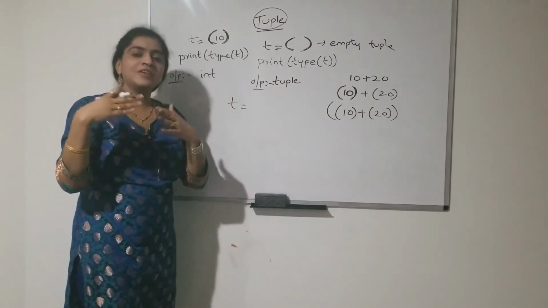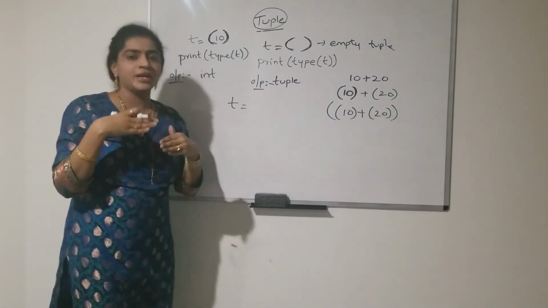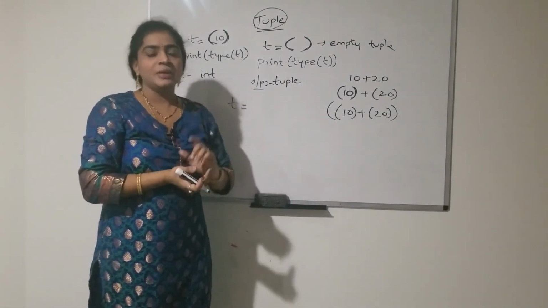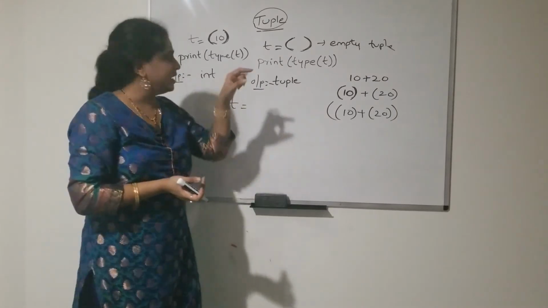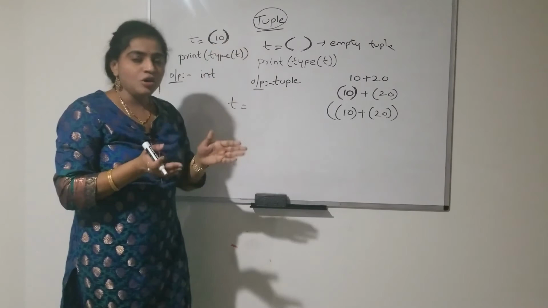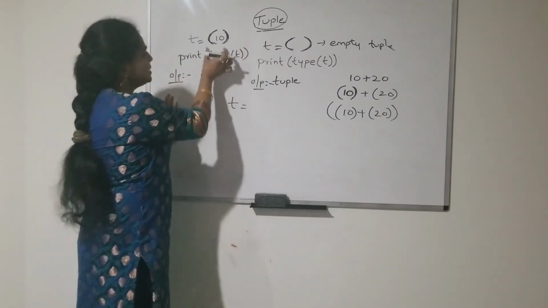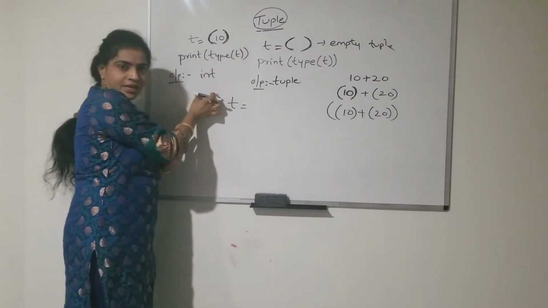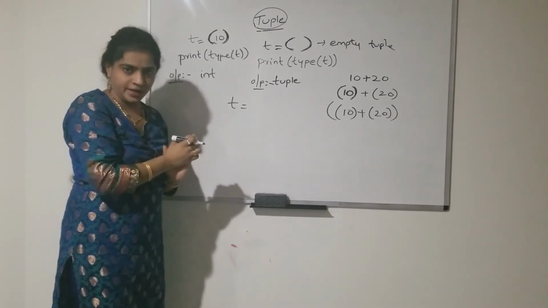If you have more than one element, then the Python virtual machine can understand that it is a tuple data type, but only for a single element like this. Here, see, it consists of only a single element. So if you give this notation, then the Python virtual machine will consider it as an integer data type, not a tuple data type, right.